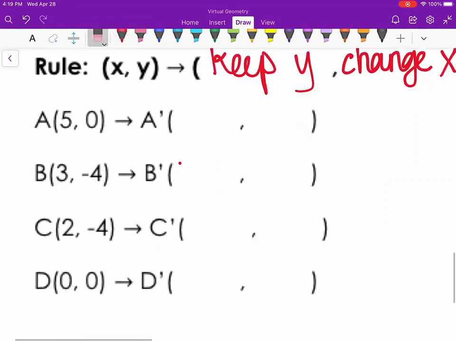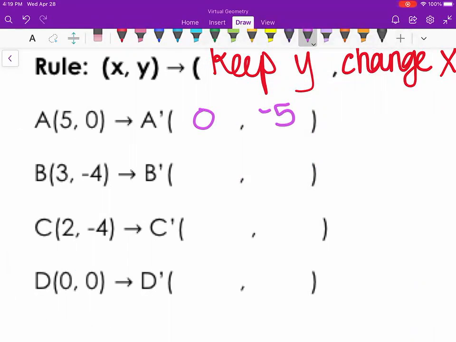All right, so we have 5, 0. So keep the Y, put it first. So 0 will be first, change the X, so -5 will be last. Sorry, I'm going to make that a little smaller here. So 0, -5.